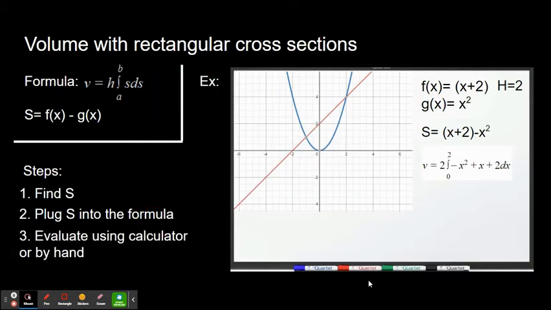So next, we will evaluate using calculator or by hand. Once again, we're going to use a calculator, and we get the volume to equal 6.667. And like I said before, here the volume from 0 to 2 of this graph, inside this with rectangular cross sections that have a height of 2 that are perpendicular to the x-axis, the volume is 6.667.